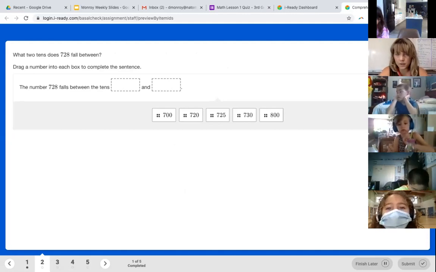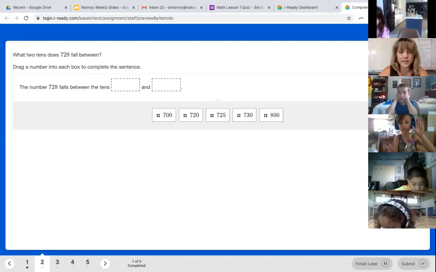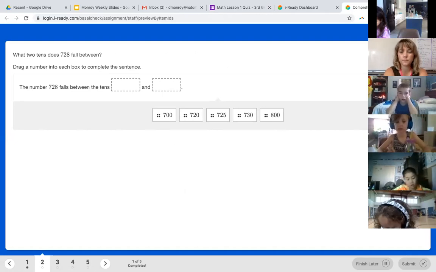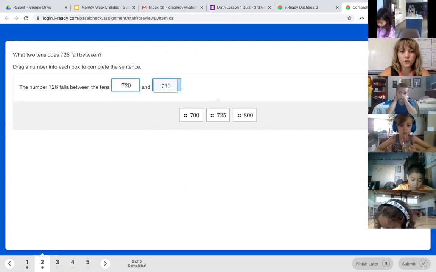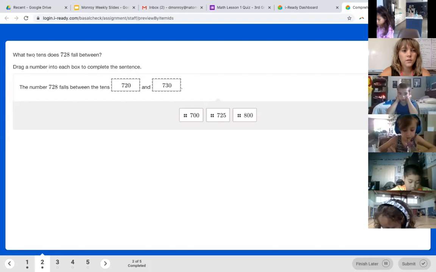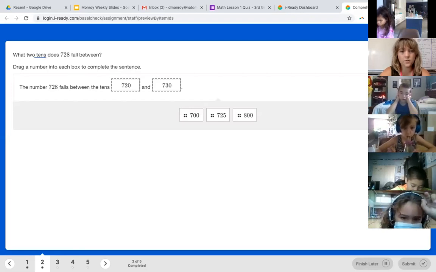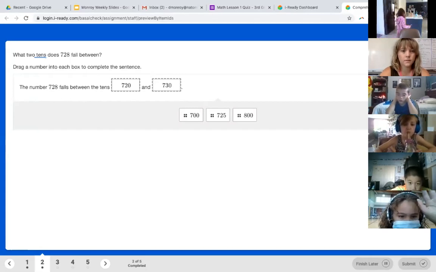Somebody tell me what you think. What 2 tens? Zelda. 720 and 730. Good, 720 and 730. Here's the really important part in that. What 2 tens, right? So you're looking at the numbers in the tens place. That part's really important. Okay, you always want to be looking for what you're doing. Is it tens or hundreds? All right, and we're going to move on to number 3.